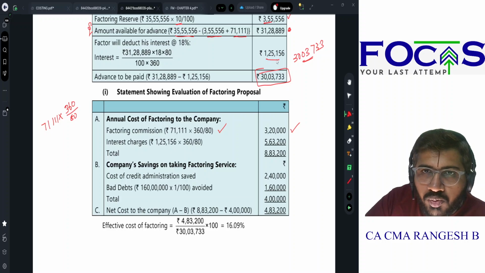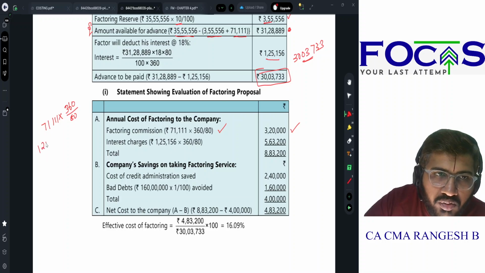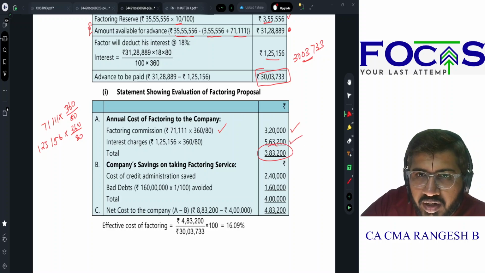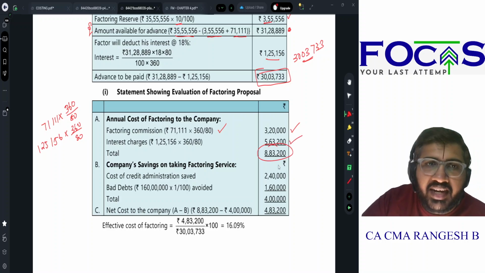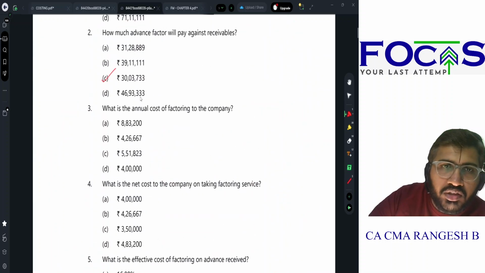Similarly, interest charge 1,25,156 for 80 days. 1,25,156 into 360 by 80 gives you 5,63,200. So my total cost is 8,83,200, which is option number A.